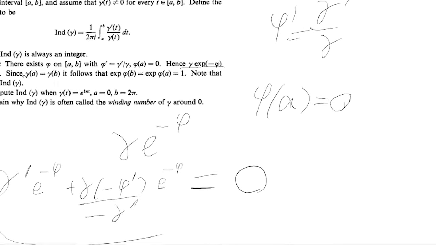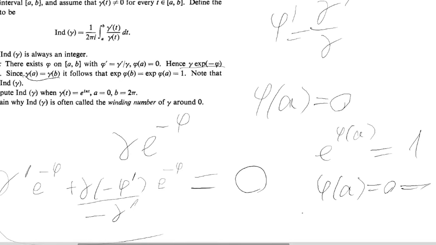Reading suggests that at the beginning and the end, e to the power of phi of a or b is going to be 1. Basically, this comes from the fact that phi of a is equal to 0. Therefore, e to the power of phi of a is equal to 1.